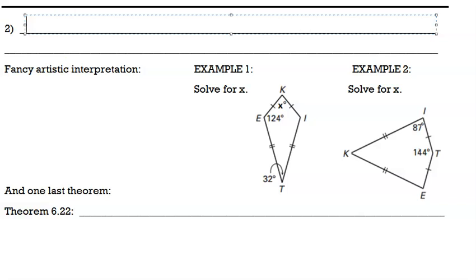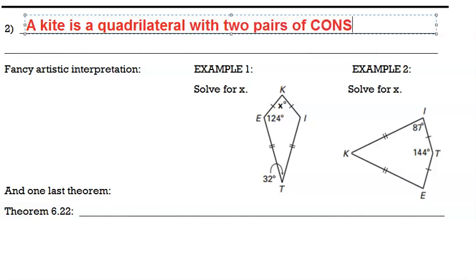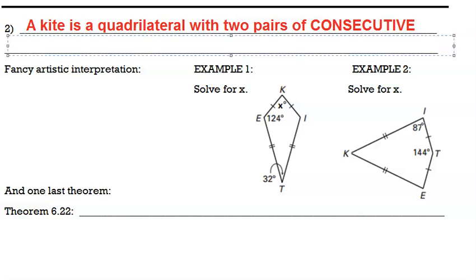All right, let's jump into the last figure we're going to deal with here. We're going to talk about a kite. A kite is a quadrilateral with two pairs of consecutive congruent sides. Now, this is where it gets different: instead of the opposite sides being congruent, the consecutive sides are congruent.